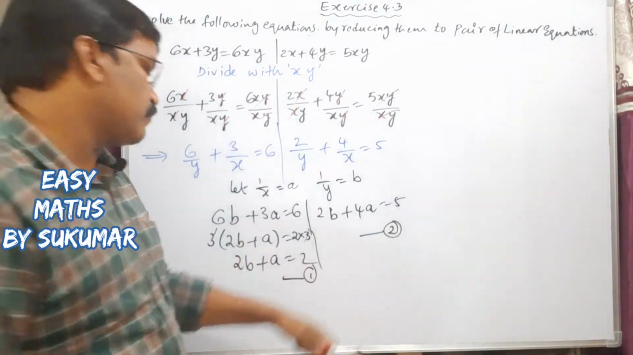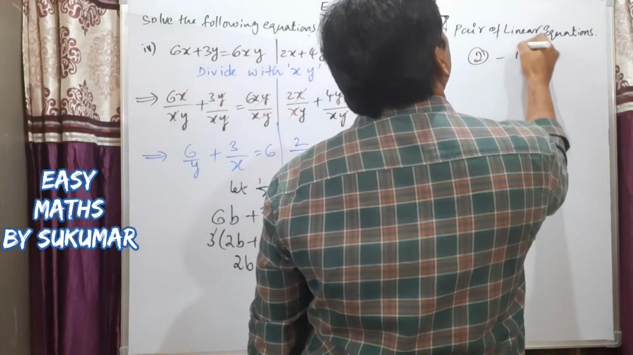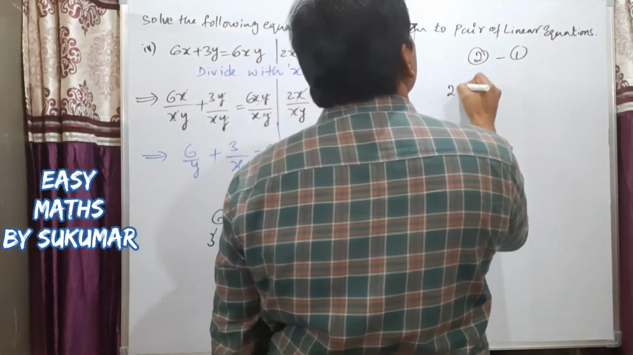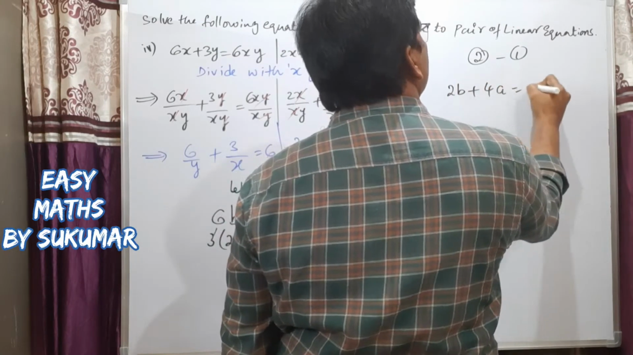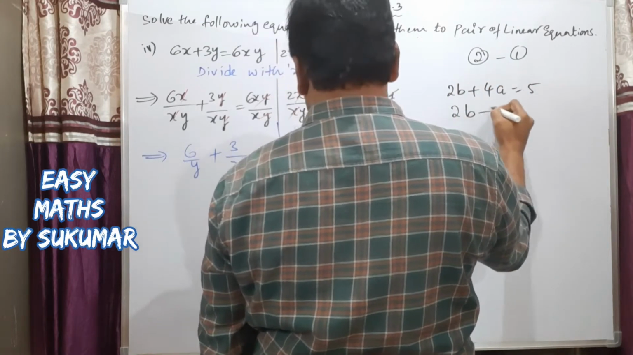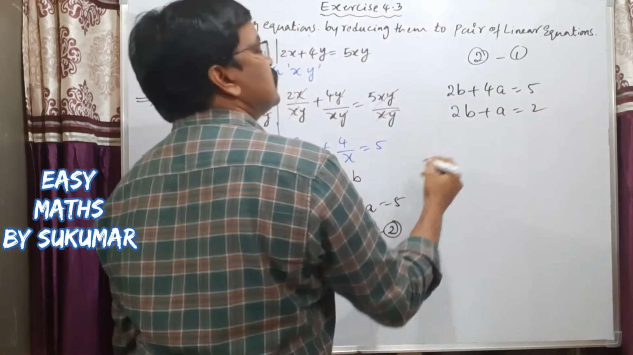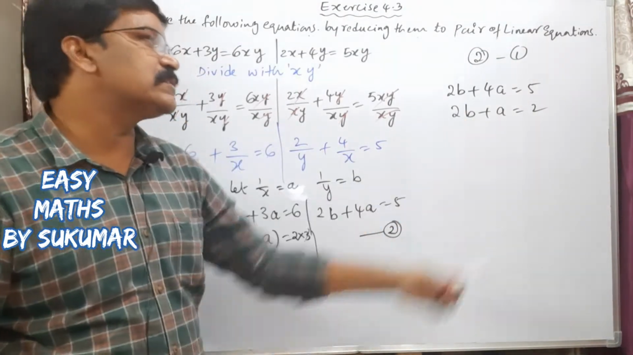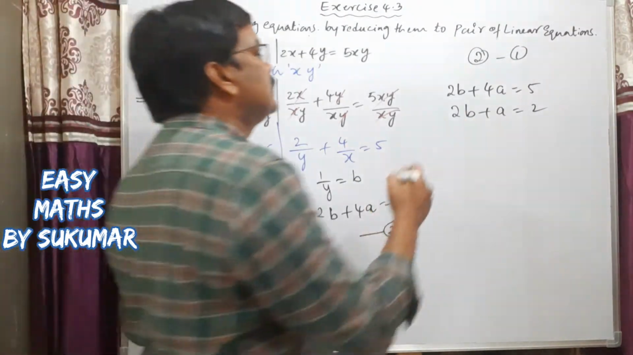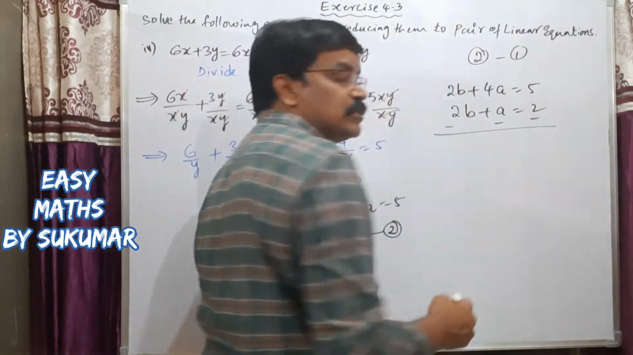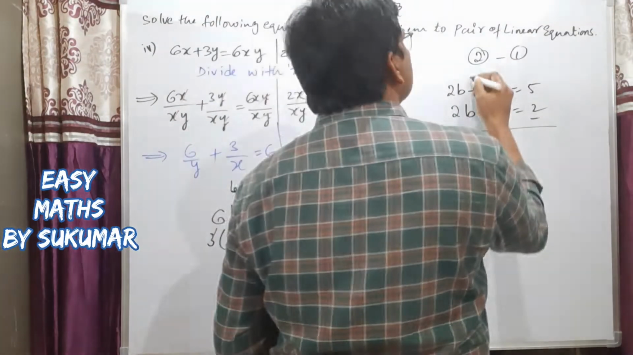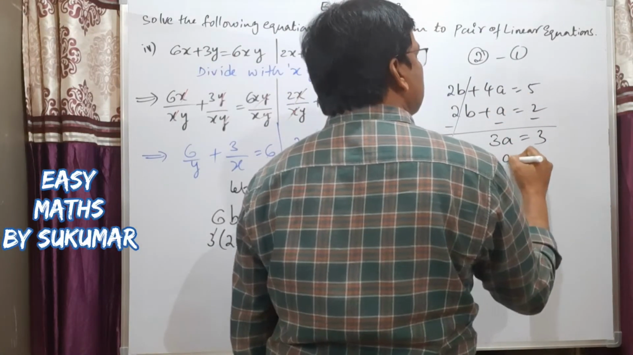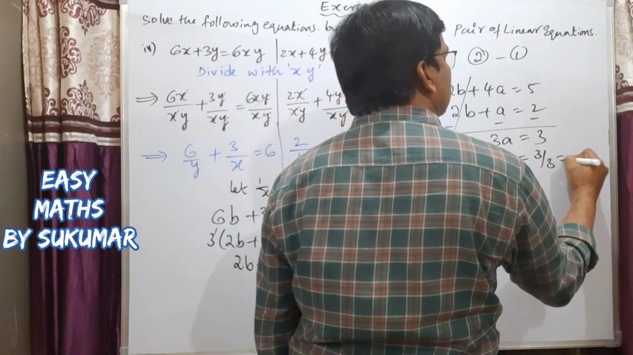By subtracting, equation 2 minus 1, that means subtracting this equation 1 from the 2: 2b plus 4a is equal to 5 and 2b plus a is equal to 2. That means after we subtract, the signs will be changed. Now here this 2b cancelled. 4a minus a is 3a, 5 minus 2 is 3. That means a is equal to 3 by 3, that is equal to 1.